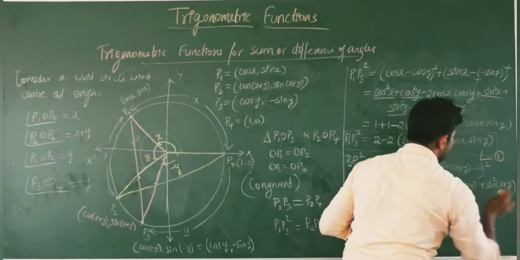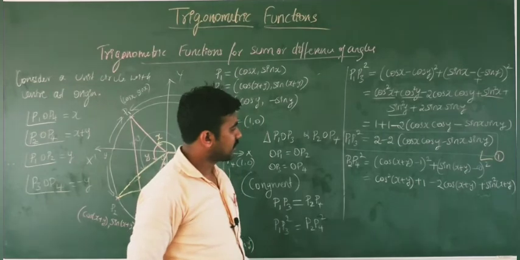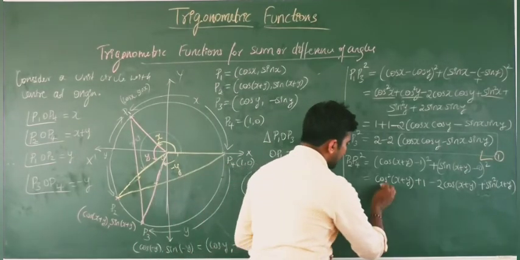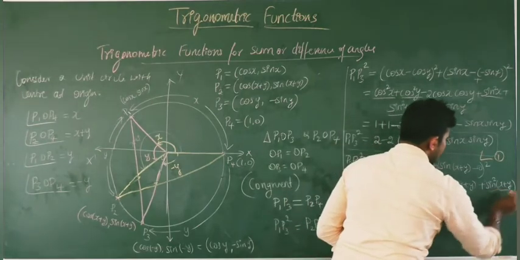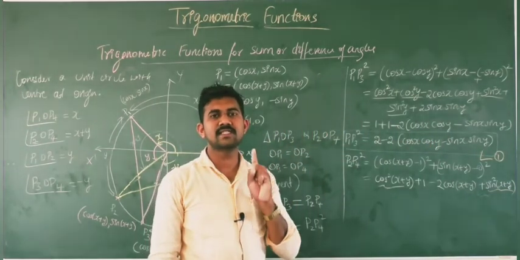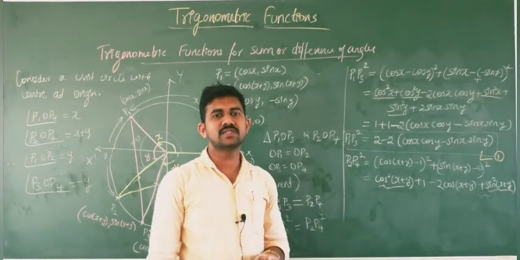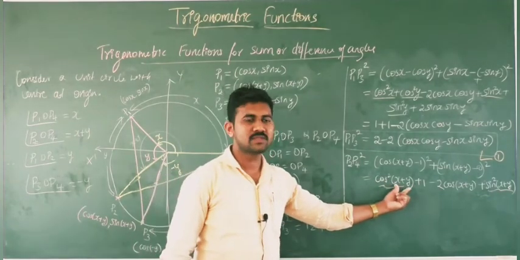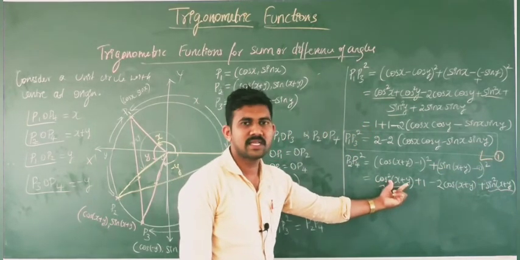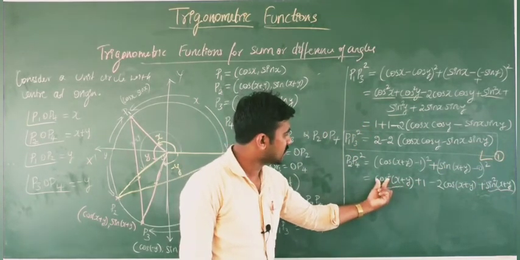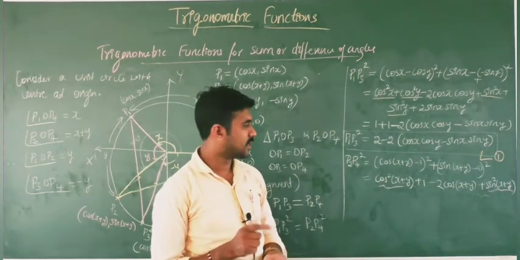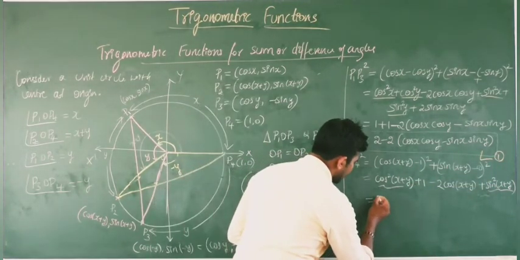Okay, is it understood? Now again you can observe here cos square x plus y, sin square x plus y. Cos square x plus sin square x is 1. Cos square theta plus sin square theta is 1. Here theta is nothing but x plus y. So if you consider x plus y as theta, this is nothing but cos square theta plus sin square theta, whose value is 1. Right? So their value will be 1.